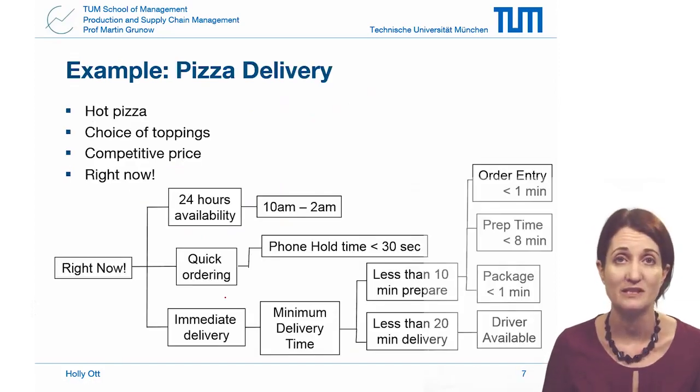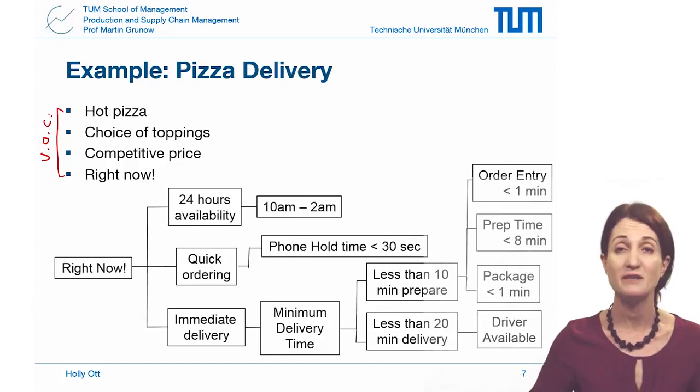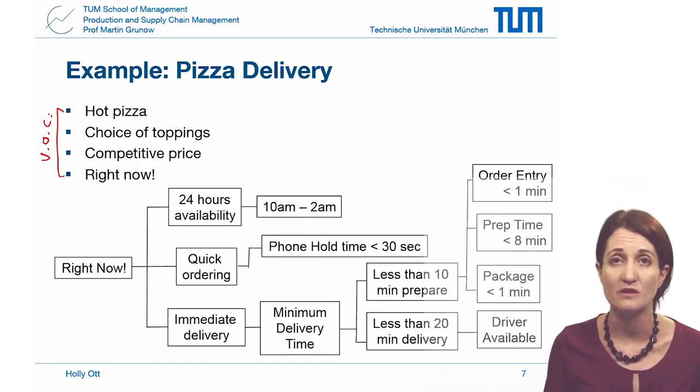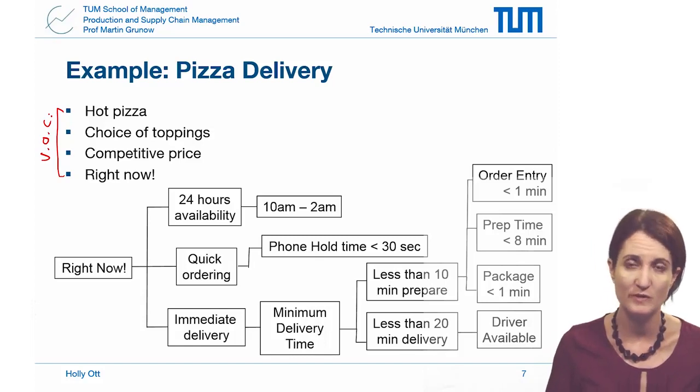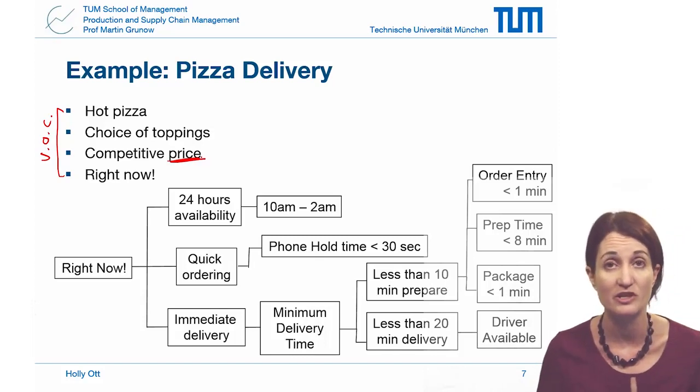So let's have another example. The pizza company again. Voice of the customer, what do we want? Voice of the customer, we want a hot pizza. We want a choice of toppings. We want to pay a competitive price. So most people offer hot pizzas with choices of toppings, so it could be the price is your differentiating factor there.